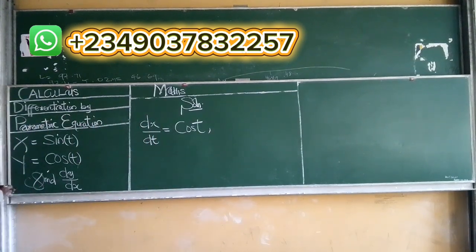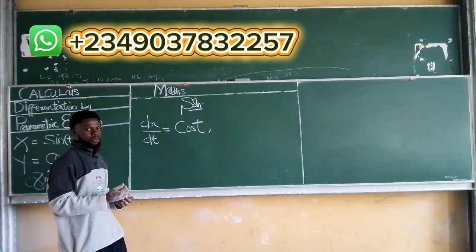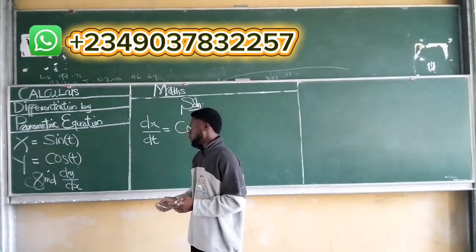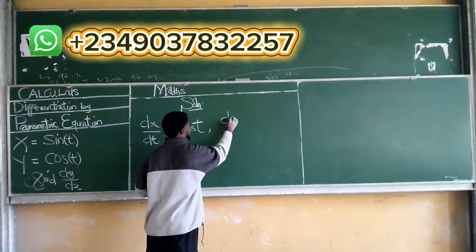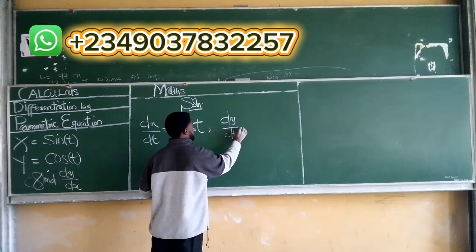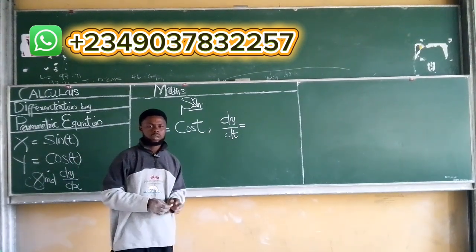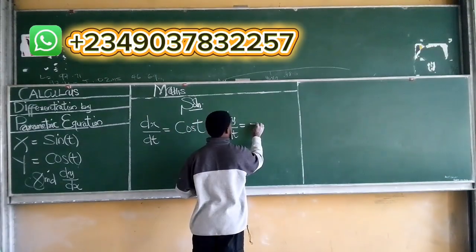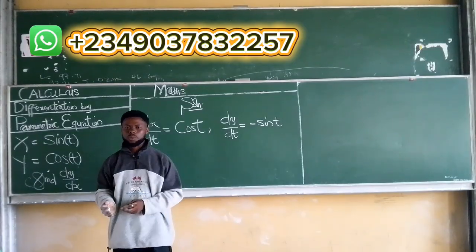Now let us look at the second function given. The second function, y is equal to cos t. To find the derivative of a function that consists of y and t, we obtain dy over dt. And this will give the derivative of the trigonometric function cos, which is minus sine t. So minus sine t. That is the first approach.